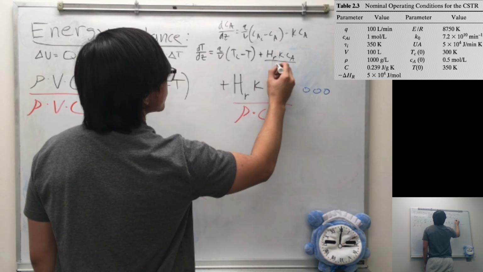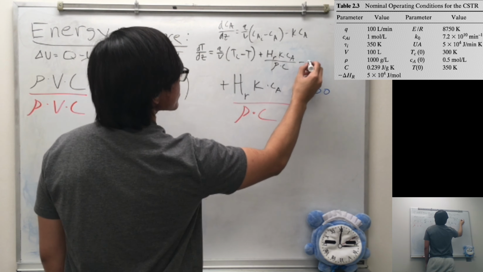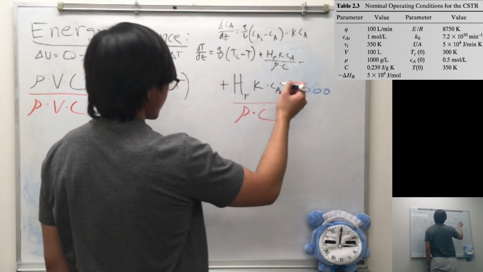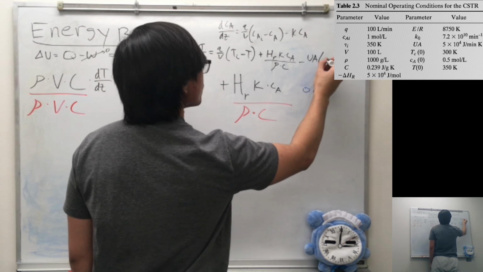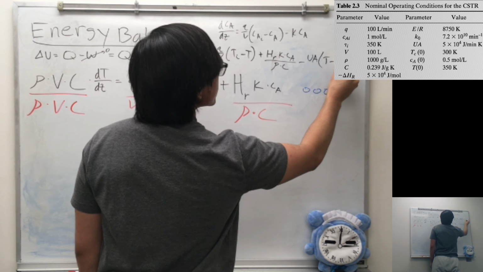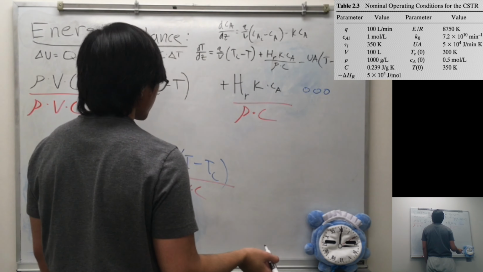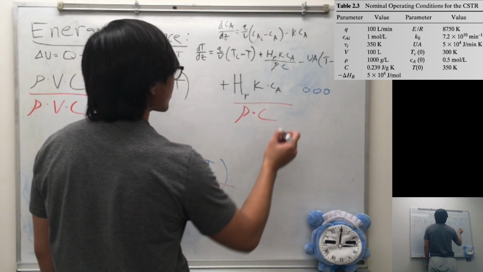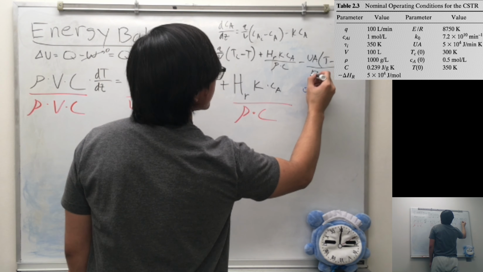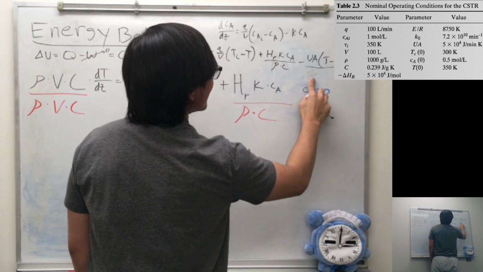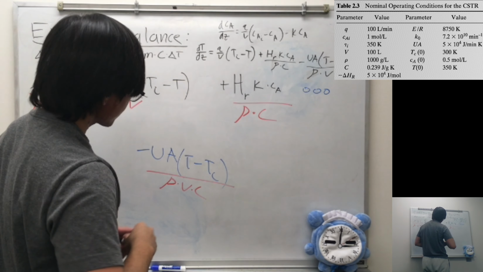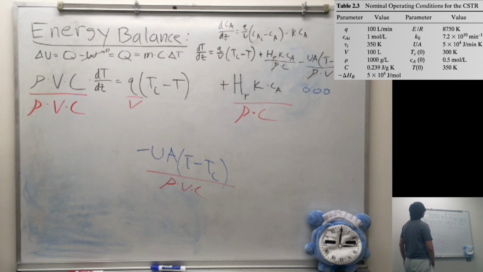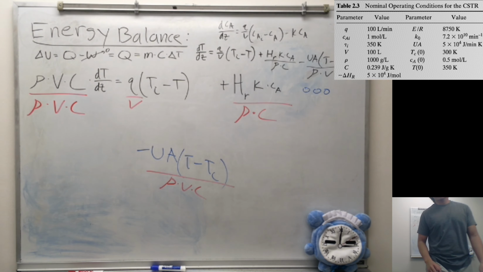So CA over rho C and minus UA, the overall heat transfer coefficient, times our driving force, the difference in temperatures between our temperature in the reactor and our cooling jacket, divided by rho, volume, so density, volume, and specific heat. Go ahead and save that.